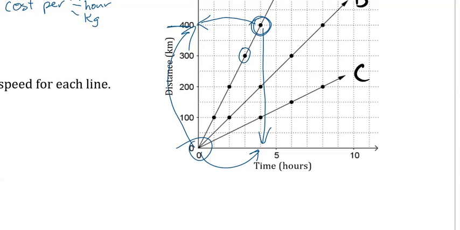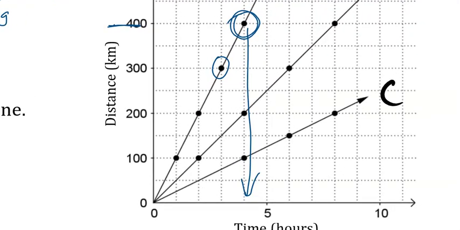So how could we do it if we didn't start at 0? And this will always work whether it starts at 0 or not: pick any 2 points on the line. If we pick 2 close points, we don't even have to do division. From 300 to 400 is up 100. And from 3 to 4 is plus 1 hour. 100 kilometers in 1 hour. And it's a straight line, so the rate will always be the same anywhere on that line.